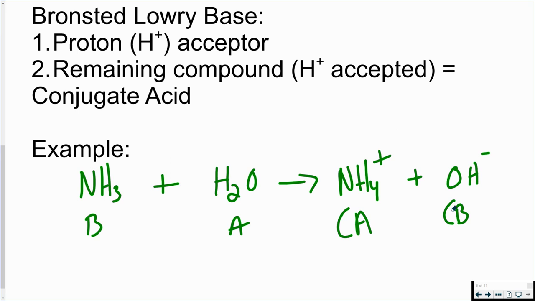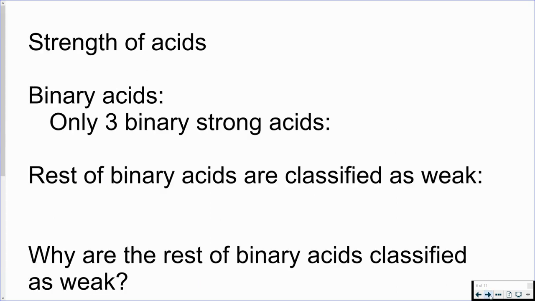And those are the two ways that we can view acids and bases. But what we really want you to dive deep into is the strength of acids and bases. When it comes to acids, there are 8 strong acids. Let's talk about the 3 binary ones first. Those are HCl, HBr, and HI. Those are the 3 strong acids that are binary, meaning that they have no oxygen.